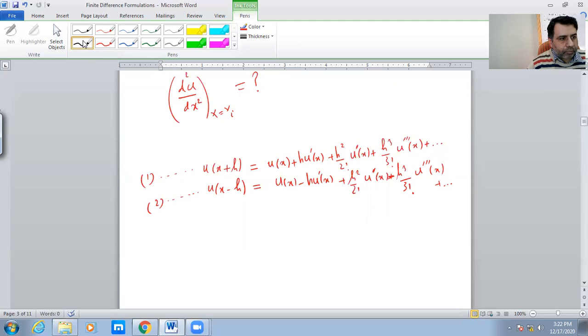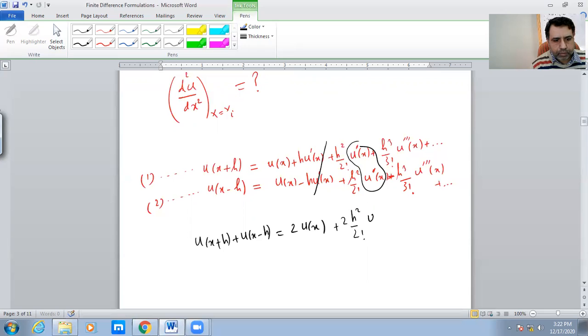What is our target? We want to find the expression for the second order derivative. So if we add these two expressions, the first order derivative will be cancelled out. So you would be having u of x plus h plus u of x minus h equals twice u of x plus twice h square by 2 factorial u double prime x, and this will again be cancelled, plus dot dot dot. So this 2 is cancelled by this. So u of x plus h plus u of x minus h minus 2u of x is equal to h square u double dash x plus of the order h cube.